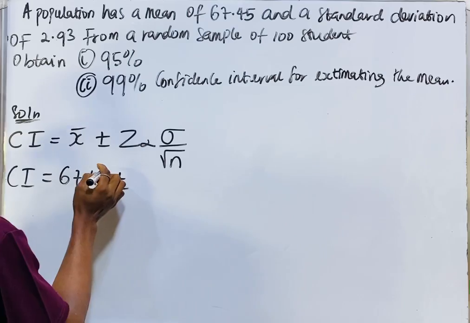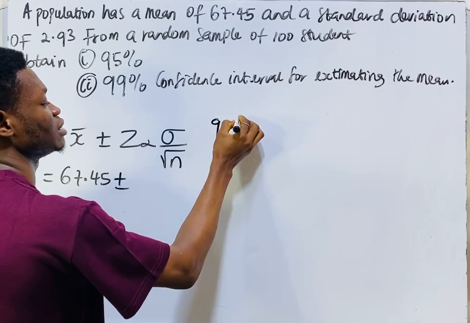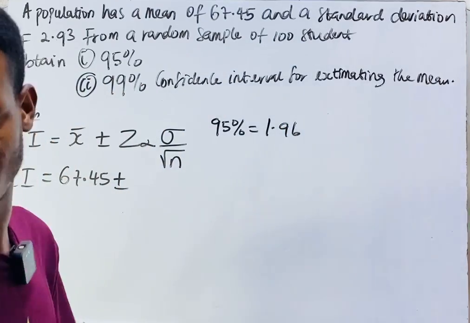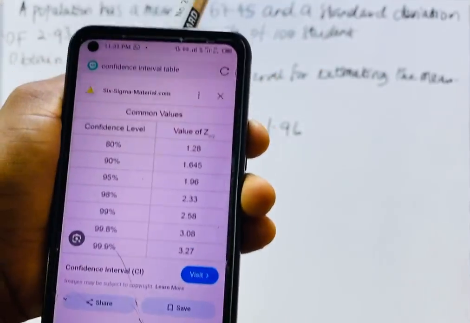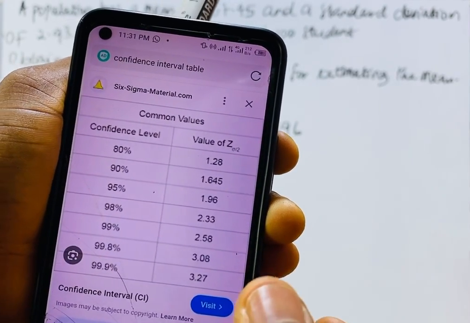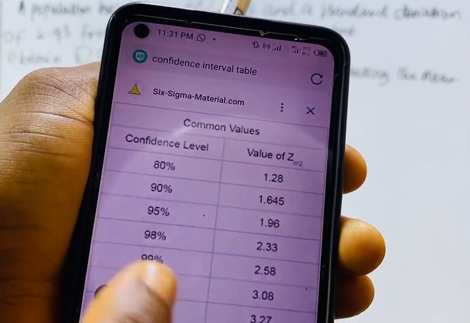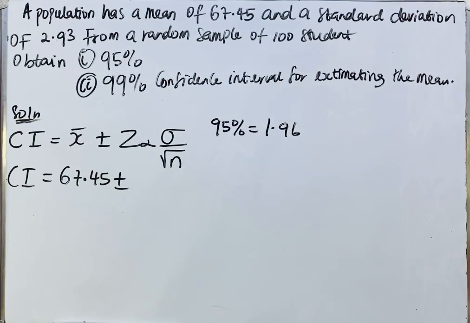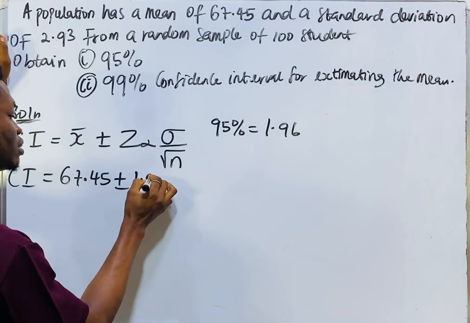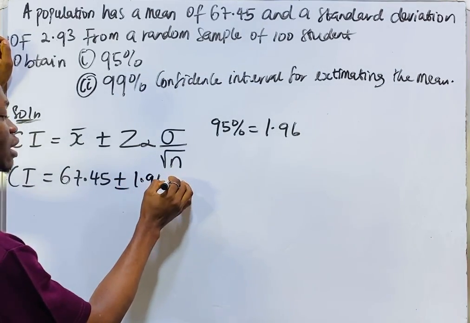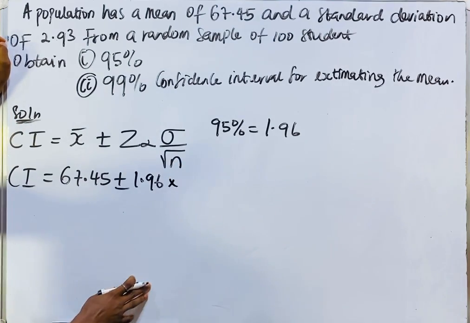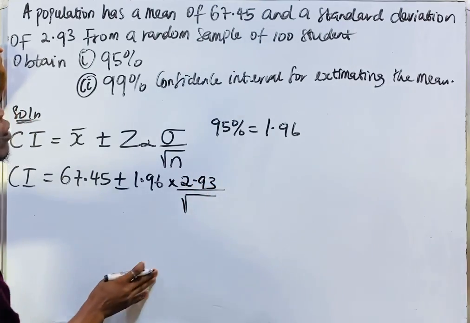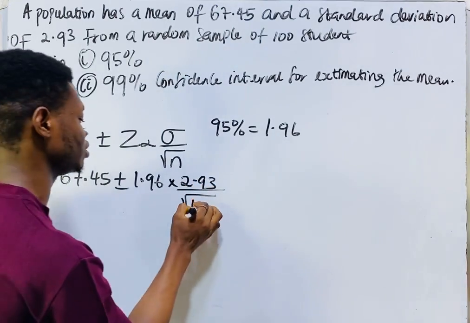So for 95% confidence, the value is 1.96. It's on the table. Let me show you. Here it is, the confidence level. So the Z value for 95% is 1.96. Alright, so plus 1.96 times our standard deviation of 2.93, all over the square root of our sample size, which is 100.